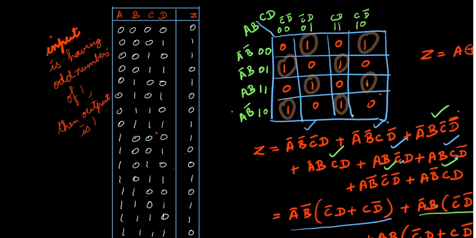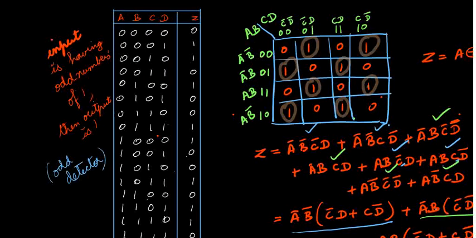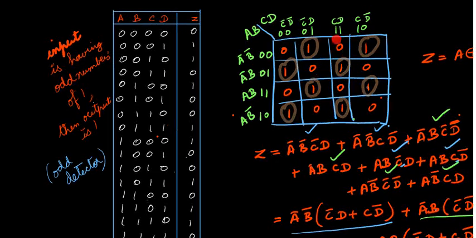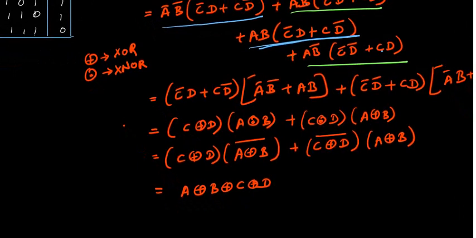Okay, so we can extend this idea, right? I can say this is nothing but an odd detector. Odd detector means the circuit is detecting odd numbers of 1 at the input. In this case, K map is of no use because we cannot group any adjacent boxes, right? We cannot go for 2 boxes or 4 boxes or 8 boxes. So straight away the answer is A XOR B XOR C XOR D.